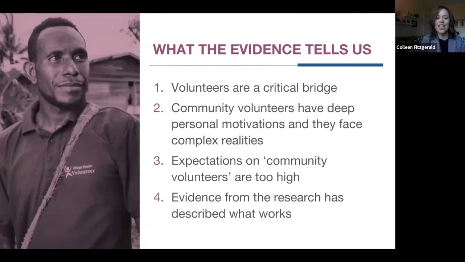The second finding is that community volunteers have deep personal motivations and they face complex realities. So volunteers decide to take on their roles for many different reasons. They're motivated by religious values, they're motivated by gender norms, and very often a spirit and a passion to help children. And at the same time, they face very complex power dynamics within their communities and also with child protection organizations, which makes it difficult for them to express challenges or advocate for themselves.